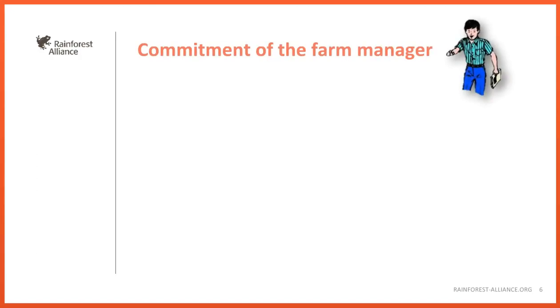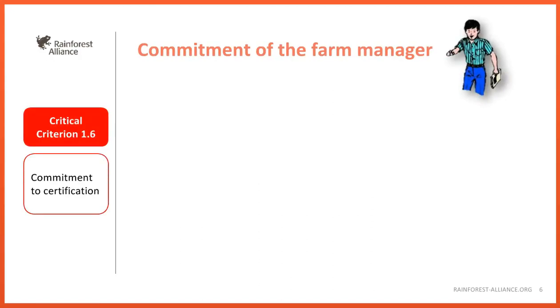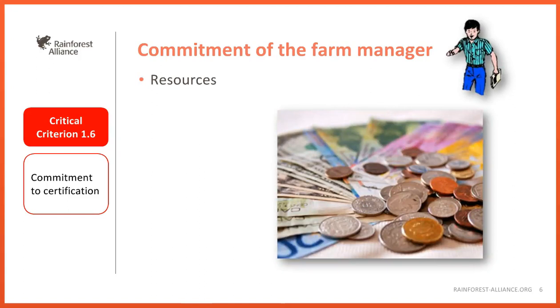Let's look more closely into the first point, commitment of the farm manager and the group administrator. This is in Critical Criterion 1.6. What kind of commitment is required from a farm manager or from a group administrator? He or she needs to allocate the necessary financial resources to implement the criteria on the farm. As you will notice, many criteria that require significant financial investment are in level B or A, so you have more time to implement them.